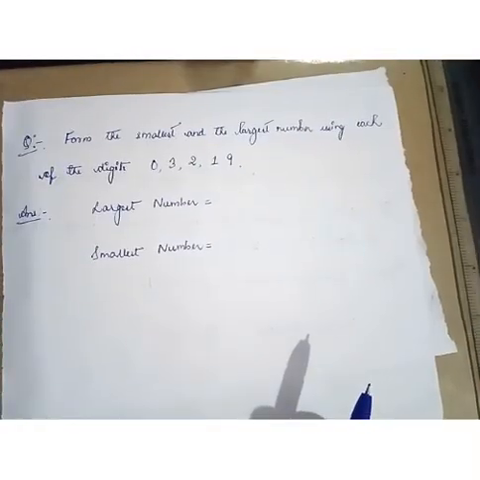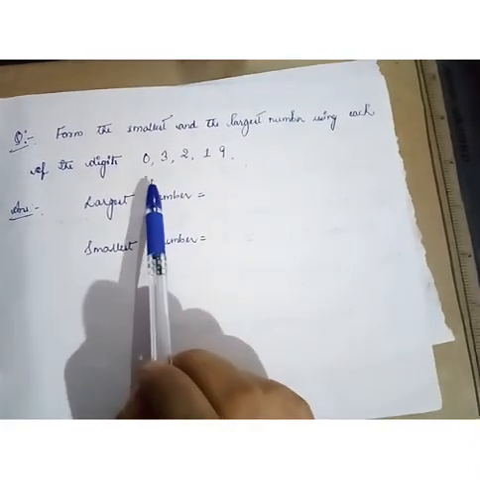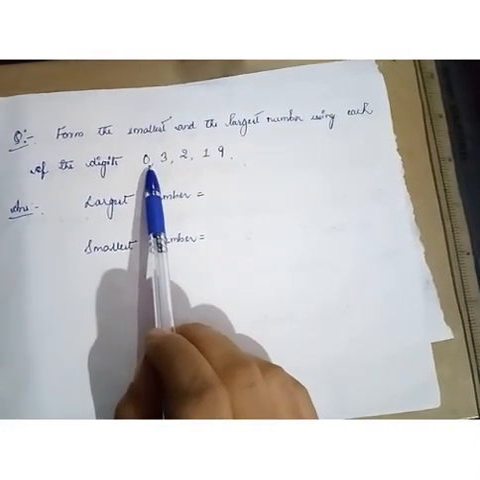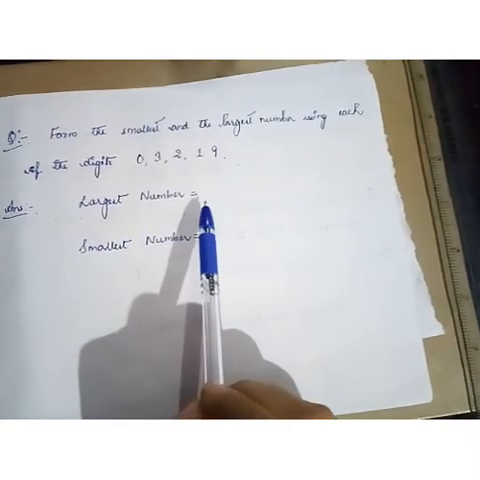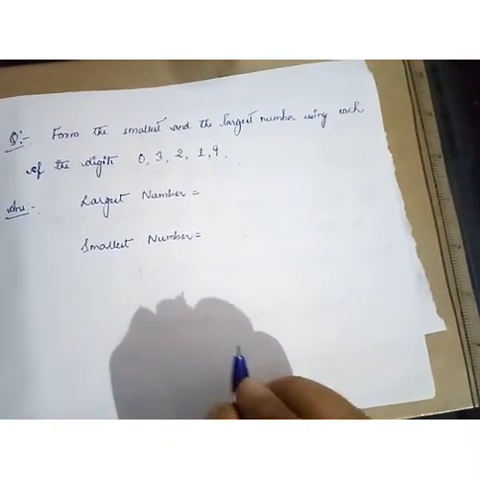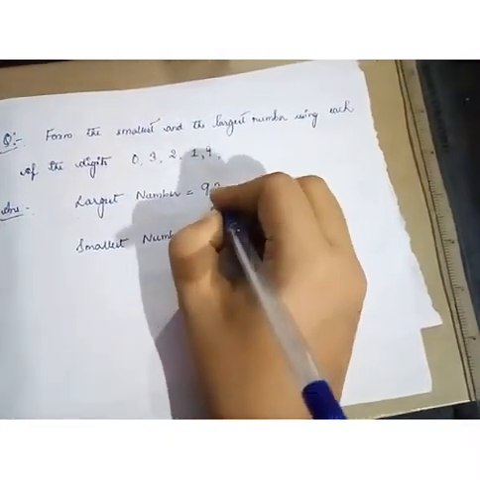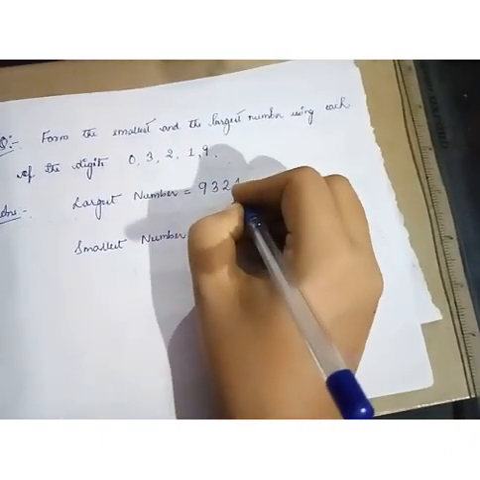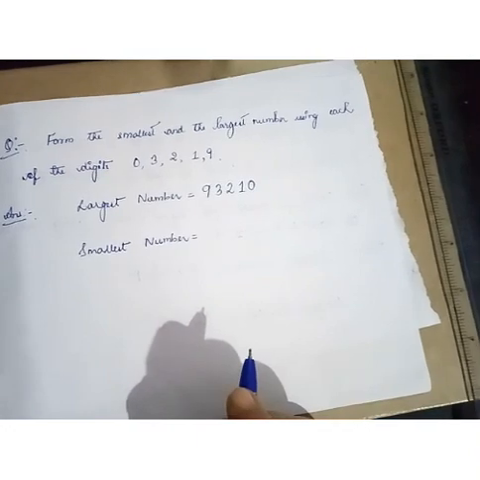Next, I have taken one more example of how to form the smallest and largest number. For example, I have taken the digits 0, 3, 2, 1, 9. We will form the largest number here. To form the largest number, we arrange in descending order. So the biggest digit is 9, then 3, then 2, then 1, then 0. So this is the largest number.